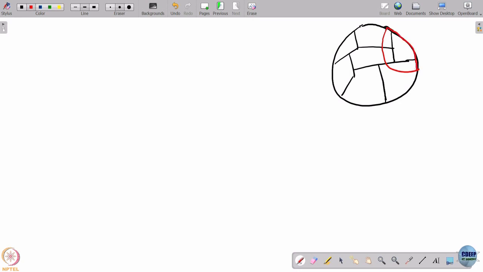So this is my set A. The red boundary is my set A. Now, what is Ki of A? If this is the partition of player i, what would be Ki of A? It's just this, right?